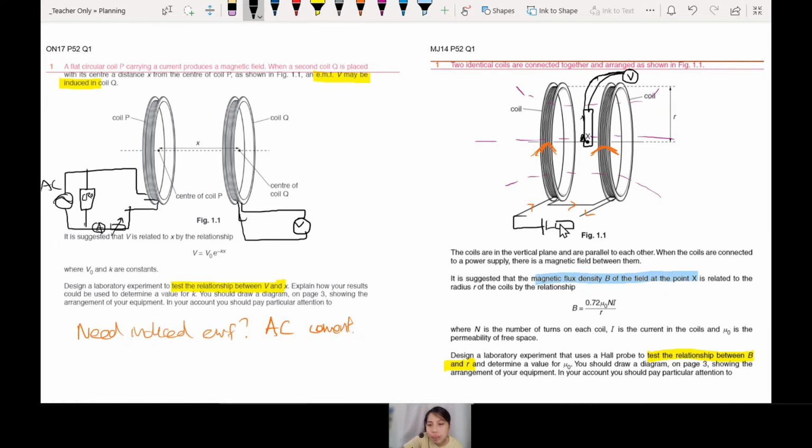What else do you want to put? Put a variable resistor, put an ammeter. For all these magnetic ones, you put a variable resistor and an ammeter to either monitor the current or adjust the current. Spot the difference between these two now. Left side is an induction experiment. You are inducing an EMF in the coil.